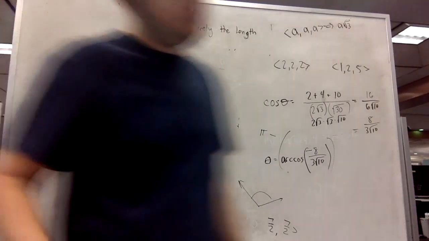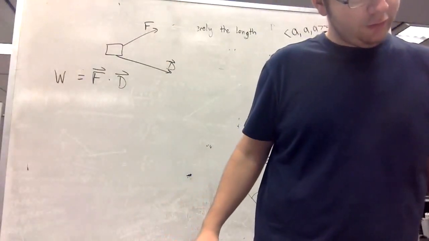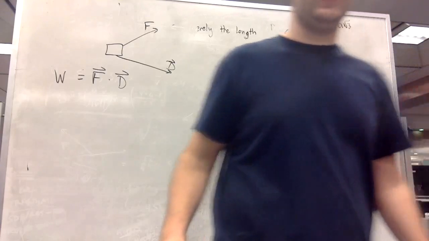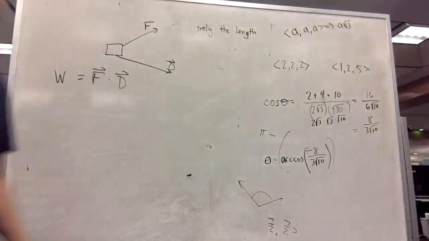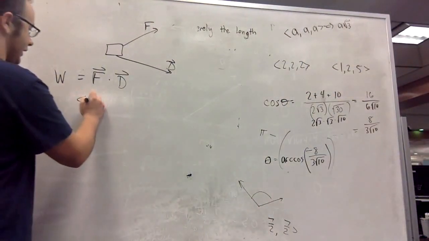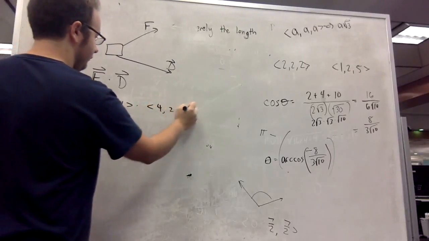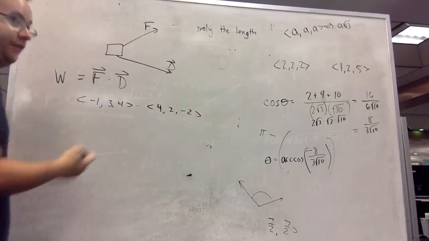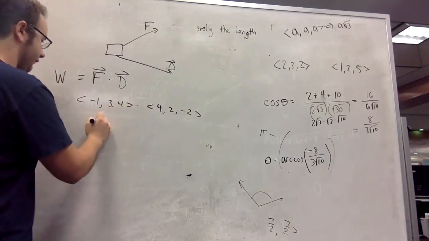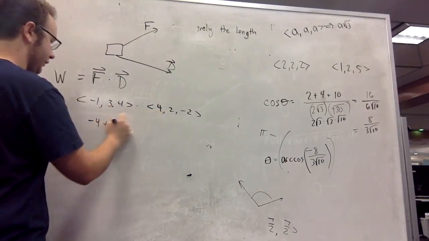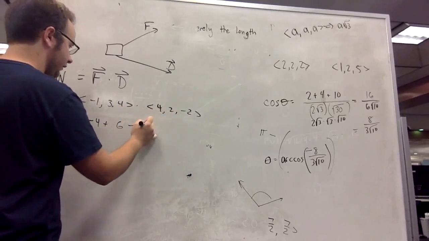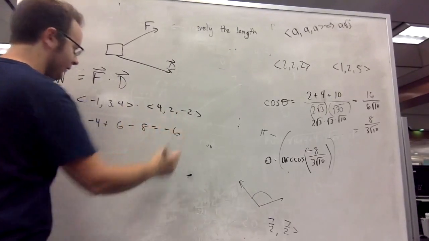In this case, we have the force vector is negative 1, 3, 4, and the displacement vector is 4, 2, negative 2. You might notice a theme here that I'm using the same vectors. The force vector was what? Negative 1, 3, 4. And the displacement vector was 4, 2, negative 2. If I dot these, I'll figure out my work. Negative 1 times 4 is negative 4. 3 times 2 is plus 6. 4 times negative 2 is negative 8, which gives me negative 6.